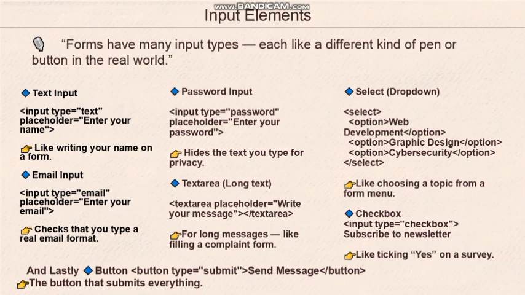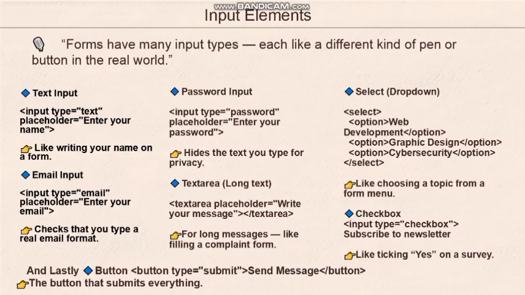Another input element we have is called checkbox. Checkbox is more like ticking yes or no in a survey. You will always see it in every form you are filling. You see something like, do you like to subscribe to our email? Yes or no. Once you click yes or you click no, it's checked. It's also like two options, yes or no, true or false. That is what a checkbox does.